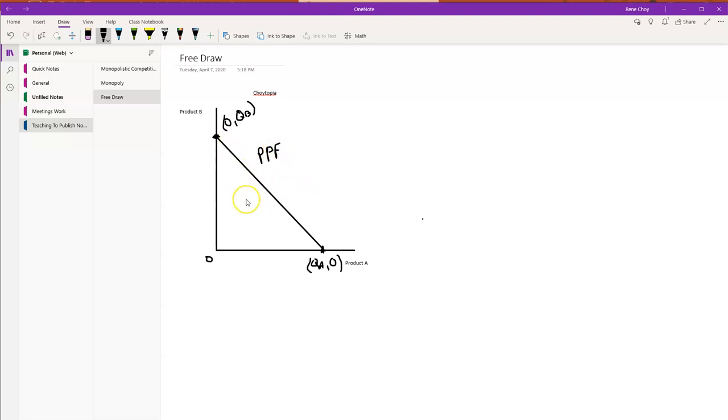So the PPF basically explains that there's always a trade-off between A and B. And the trade-off is, in this case, the slope of the line. Now, there are three basic ways to show a trade-off using a PPF. So one way is this one where you have a straight line. And in this case, we are exhibiting constant opportunity cost.